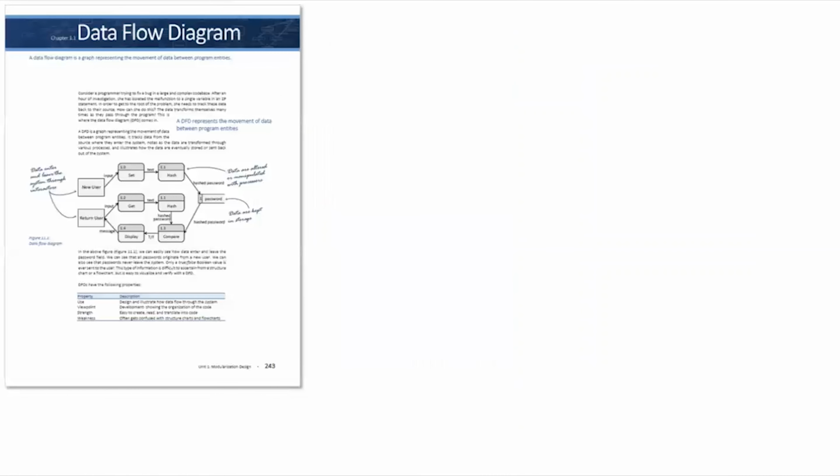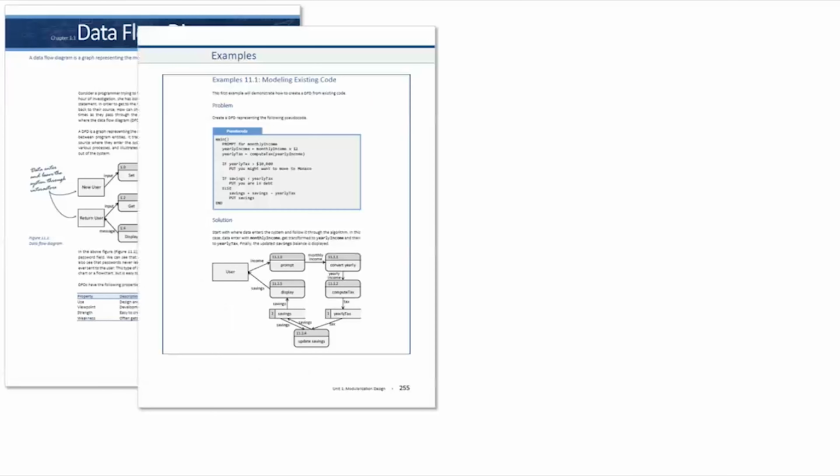So for an example, in the data flow diagram chapter, this would be a very typical content page. We have a callout, and the callout says a data flow diagram represents the movement of data between program entities. I have an illustration, and here we have a data flow diagram, obviously. And then we have a table which pulls out the various properties of a data flow diagram. In addition, we have examples.